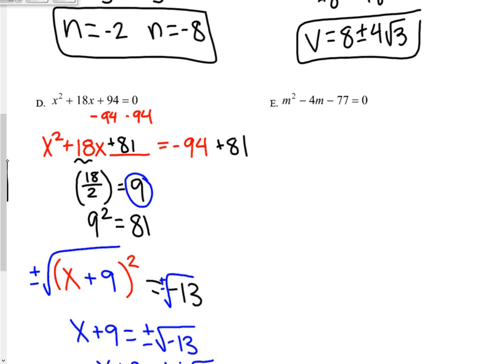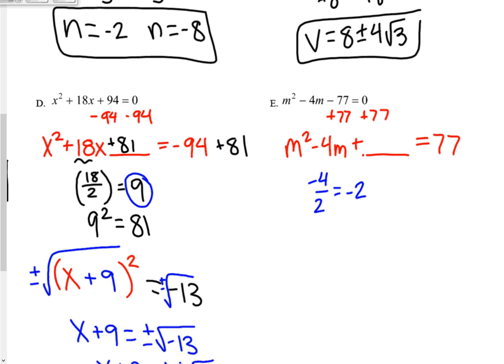Last one we have is e. So again, first up, always move that constant over. So this time we'll be adding 77. m squared minus 4m plus something is going to equal 77. To find that something, we take our middle term of negative 4, divide it by 2. I get negative 2. I'm going to take negative 2 and square it to get 4.